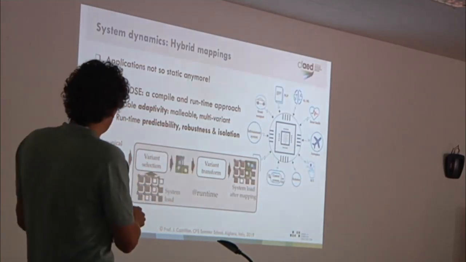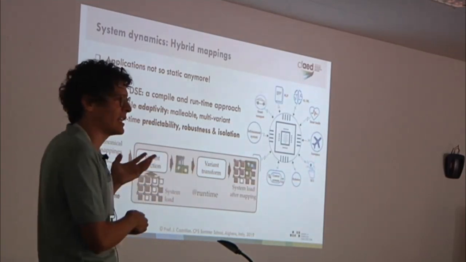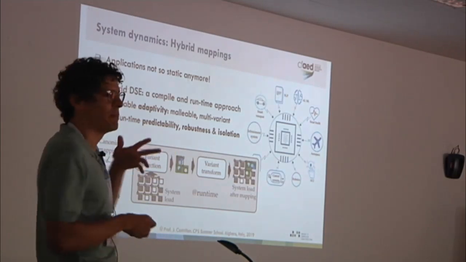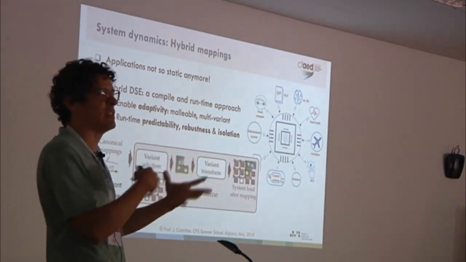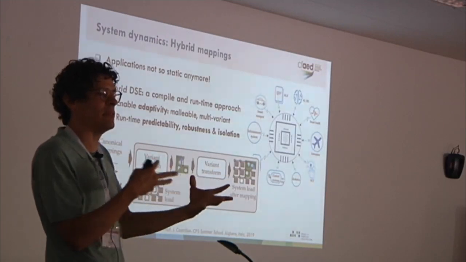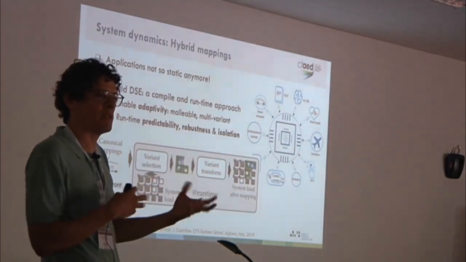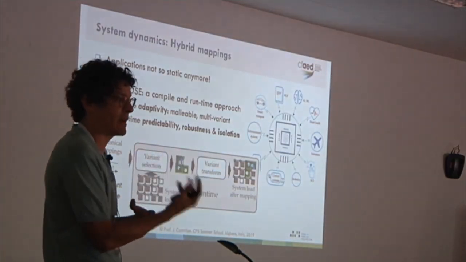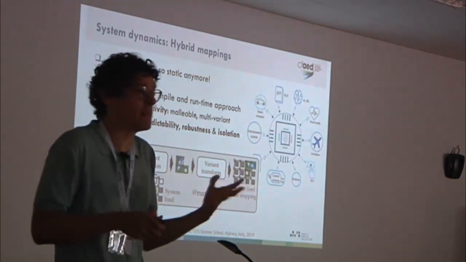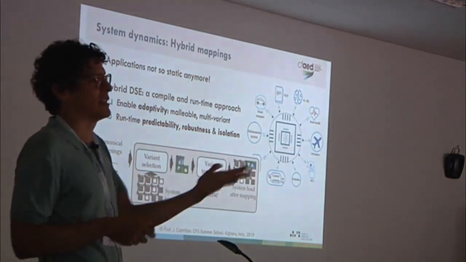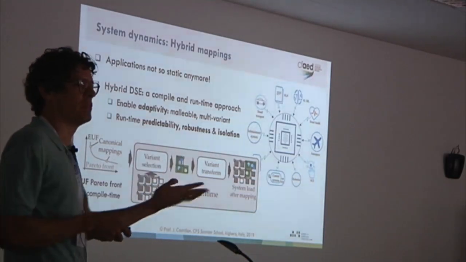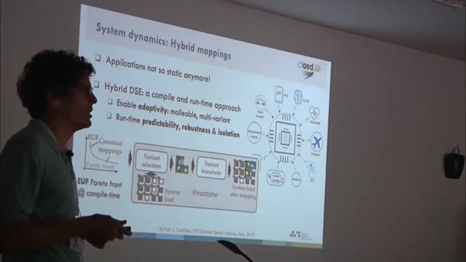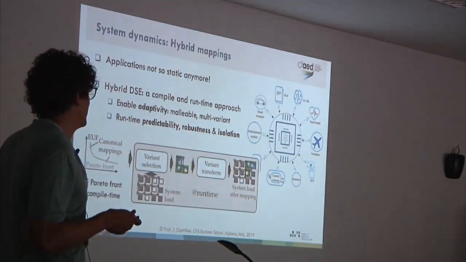So you keep this information from compile time, and at runtime you try to deploy something probably in a different way, but at least you can expect a similar performance to what the compiler expected, right? Because the compiler produced something that will, for example, stay below an energy budget or stay below a given runtime constraint.